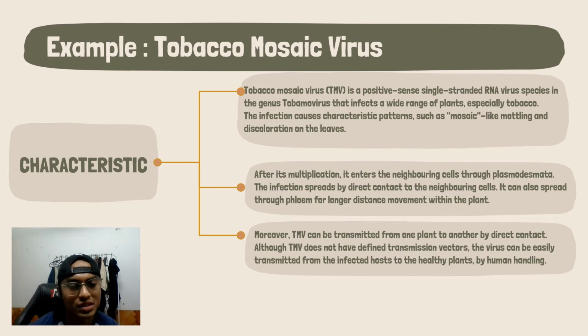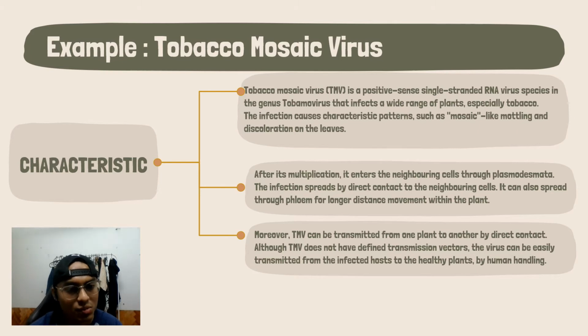Tobacco mosaic virus is a positive-sense single-stranded RNA virus species in the genus Tobamovirus that infects a wide range of plants, especially tobacco. The infection causes characteristic patterns such as mosaic-like mottling and discoloration on the leaves. After its multiplication, it enters the neighboring cells through plasmodesmata.